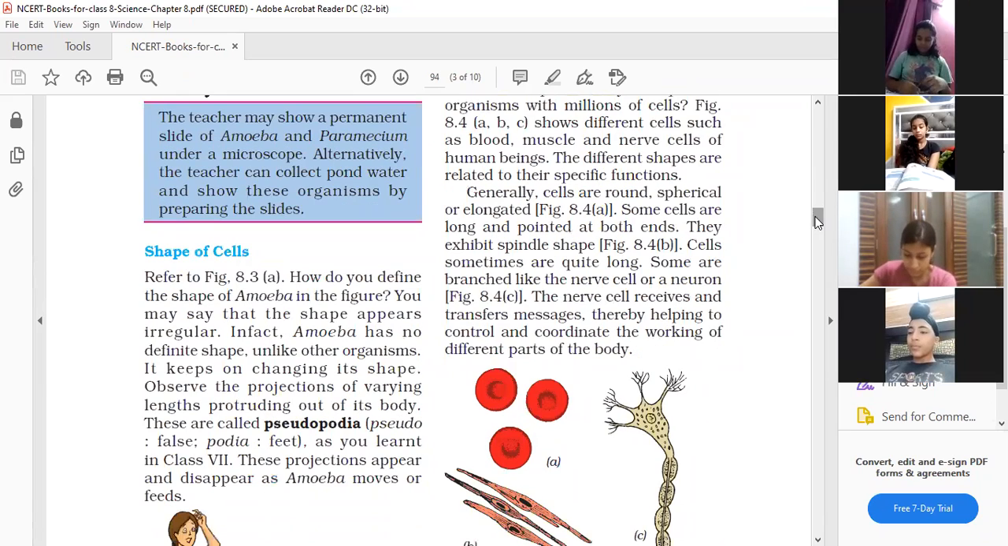So one by one, let's start reading. Yes, Pavitra, you can continue. Shape of cells. Shape of cells. Refer to figure 8.3a part.